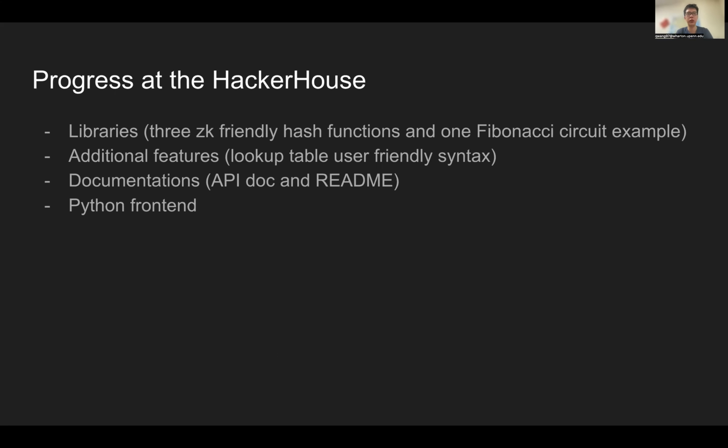And now I'm going to introduce a bit of the progress we've made at the Hacker House. We've extended the library by writing 3 additional ZK-friendly hash functions and also 1 Fibonacci circuit example. ZK-friendly hash functions are basically ones that only involve multiplication and addition. We also implemented additional features such as a more user-friendly syntax for the lookup tables, including auto-generating the annotation. We also updated the documentation and have a running API documentation and README on the GitHub repo right now. And additionally, we also have the Python front end for additional composability and modularity.